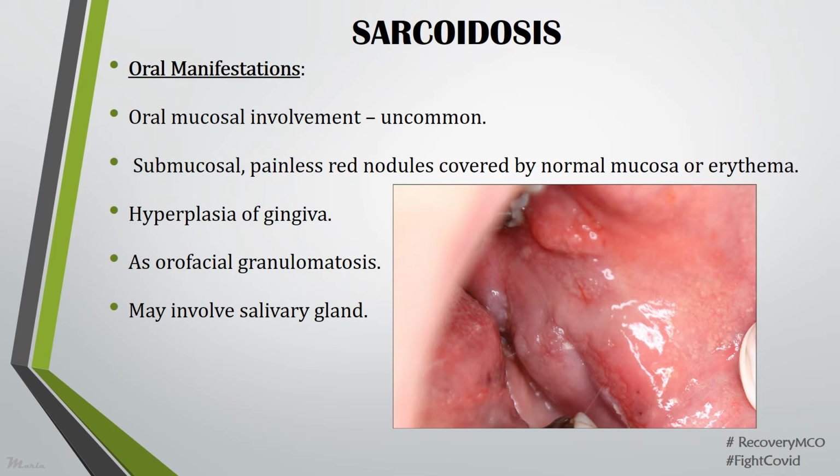Orally, the manifestations are generally uncommon. However, it presents as submucosal, painless red nodules covered by normal mucosa or an erythematous mucosa. The gingiva may reveal hyperplastic changes. The features are similar to orofacial granulomatosis. Sarcoidosis may also reveal the involvement of the salivary glands. Here you can see the presence of submucosal painless nodules covered by erythematous areas on the buccal mucosa.